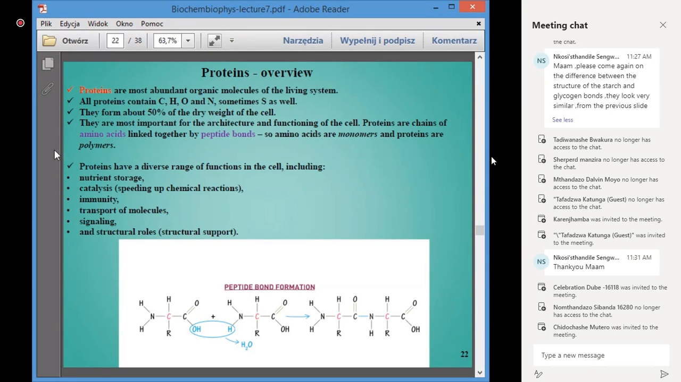And they are important because of many different functions, but they are important maybe first of all for architecture of cells, and as I told before, for many other functions. In case of proteins, they are also a kind of polymeric structures which are built of basic units, and in this case they are called amino acids. So I will show you later such structures of amino acids.